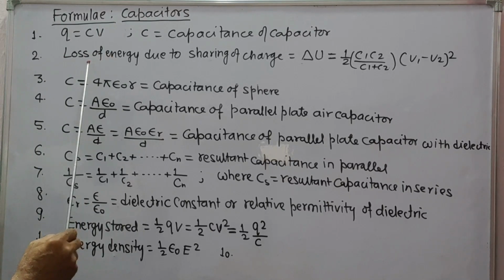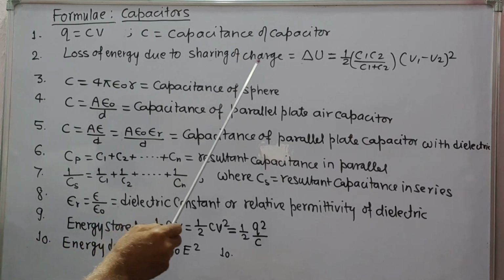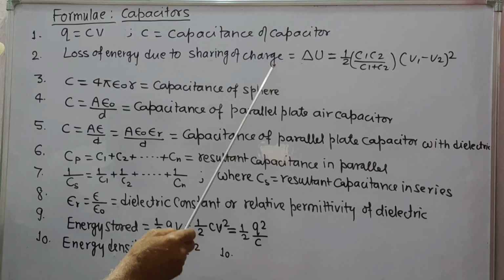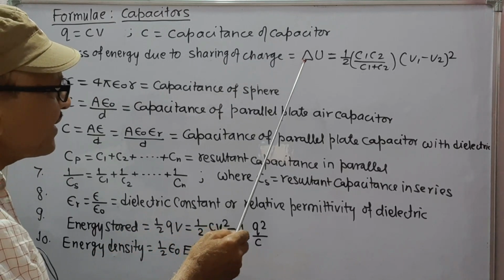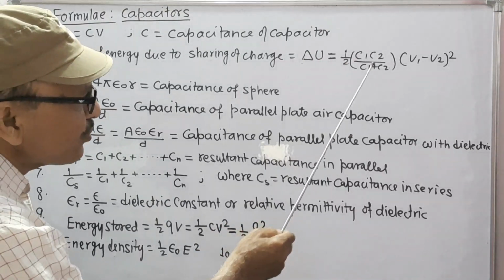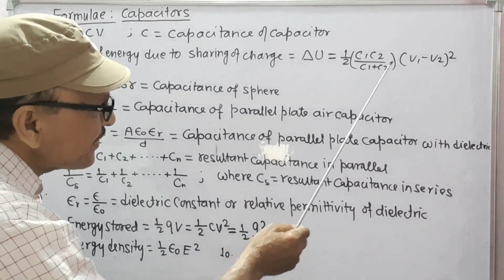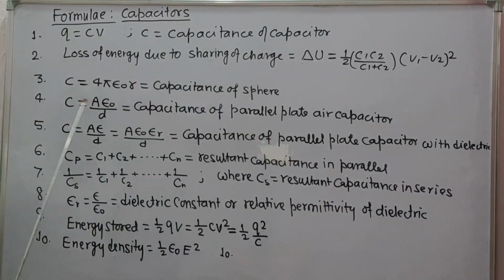When two separately charged capacitors are connected in parallel, then the loss of energy due to sharing of charge is given by delta U is equal to half C1 C2 upon C1 plus C2 into V1 minus V2 whole square.